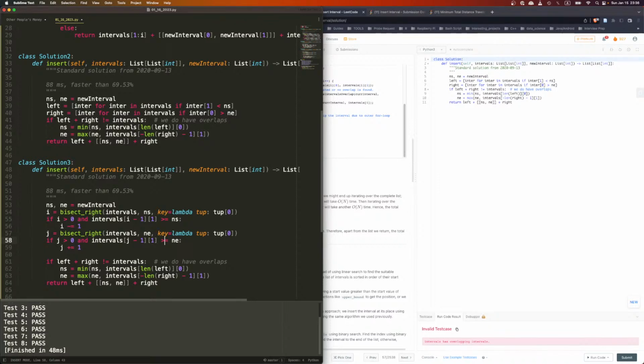Otherwise, if the previous one, right, j is here. If the previous one is smaller than this. Okay, so if i is smaller than j, right?